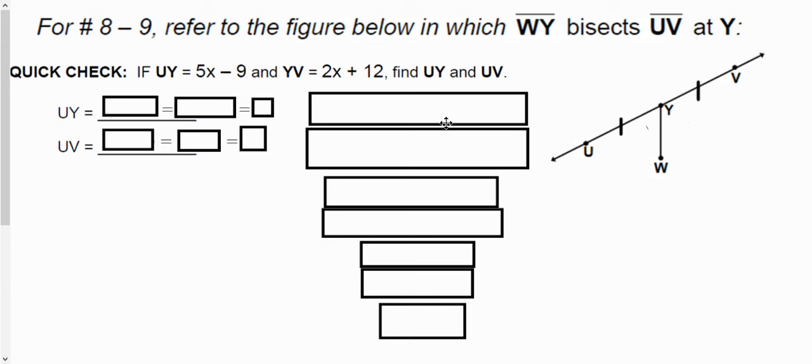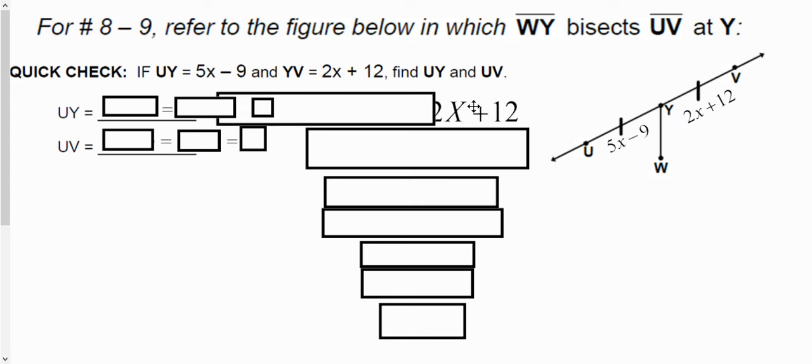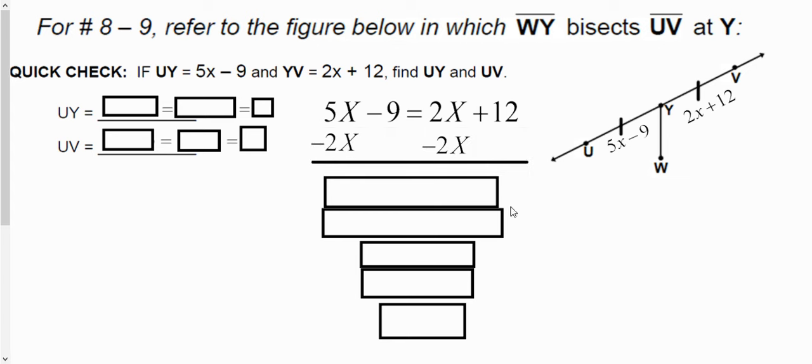What do we have here now? From U to Y is 5x minus 9. So that's this piece. And then they give us from Y to V is 2x plus 12. So we still have the same thing going on here. They give us the two pieces, and we know they are equal because this is bisecting, so that is our equation. I'm going to get rid of those two x's first. Get the x's on the other side only. So we have 3x minus 9 equals the 12 here because the x's are gone.